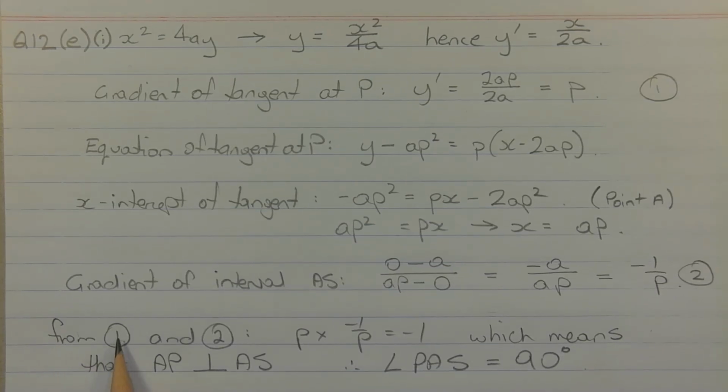Now from equations 1 and 2, we're going to take this parameter p and multiply it by -1/p, and see what we get. p times -1/p is equal to -1. So if we multiply two gradients and get -1, that implies that the angle between those two lines is 90 degrees. So this means that AP is perpendicular to AS, therefore angle PAS is equal to 90 degrees.